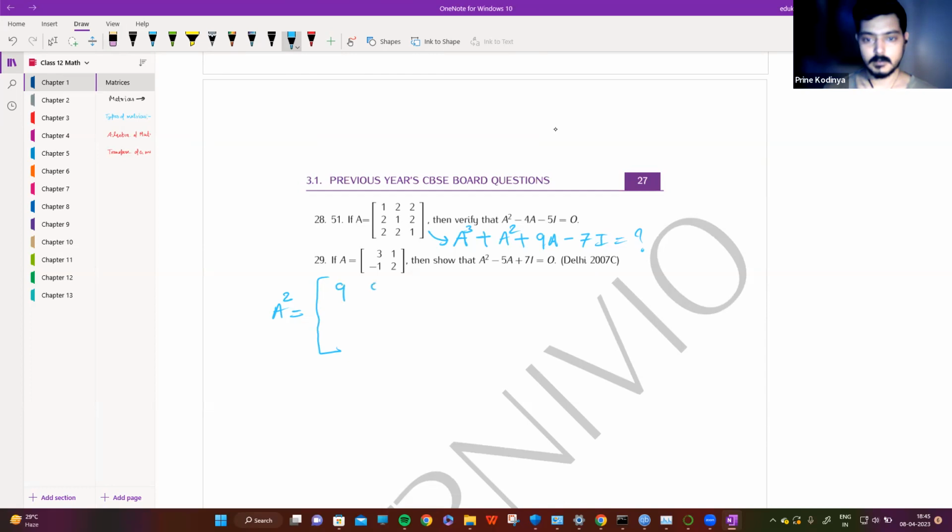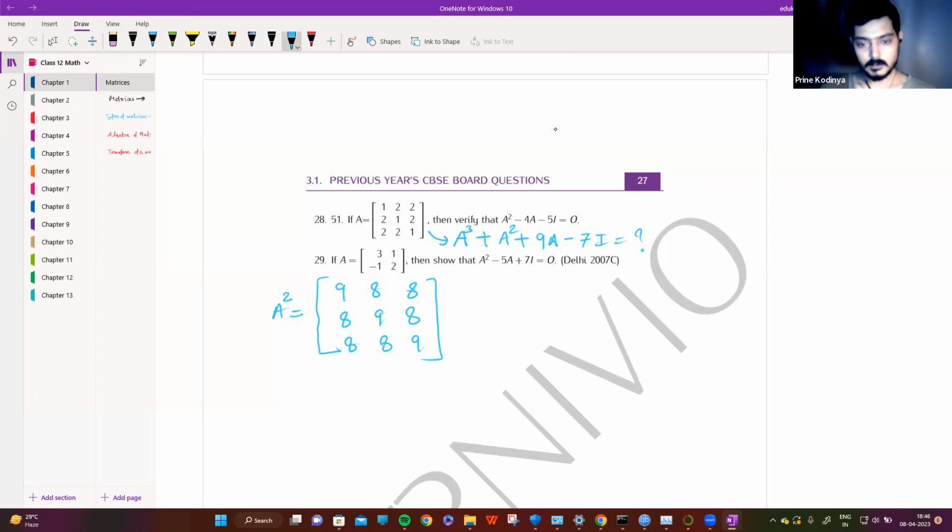This should be [9, 8, 8; 8, 9, 8; 8, 8, 9]. First row with first column, 1 square plus 2 square plus 2 square, that would be 9. And first row with second column, it would be 2 plus 2 plus 4. And first row with third column, again 2 plus 2 plus 4. Sorry, 2 plus 4 plus 2. And then similarly, we will apply the operation on every row, every column.